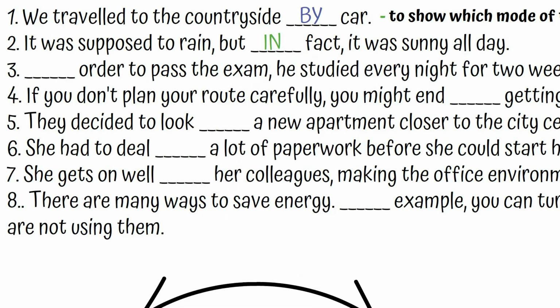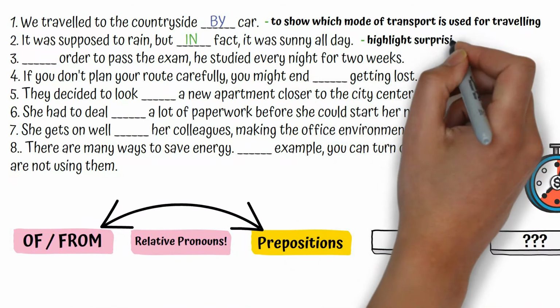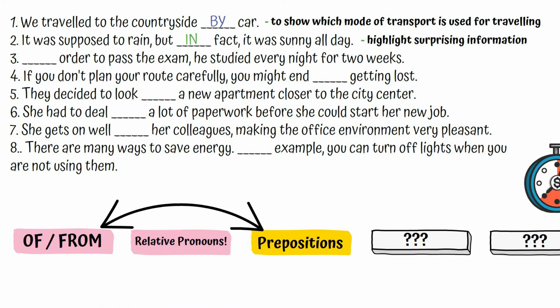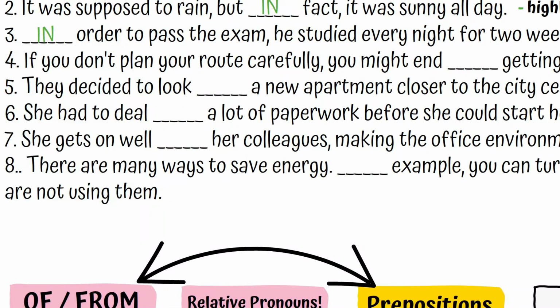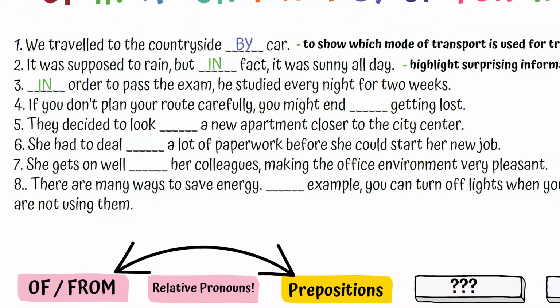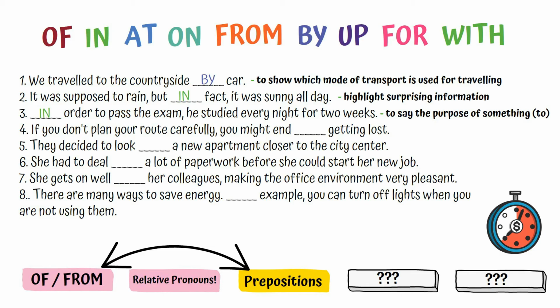Number 2. In fact. We can use in fact to highlight surprising information. Number 3. In order to. We can use in order to say the purpose of something. It's more formal than to.